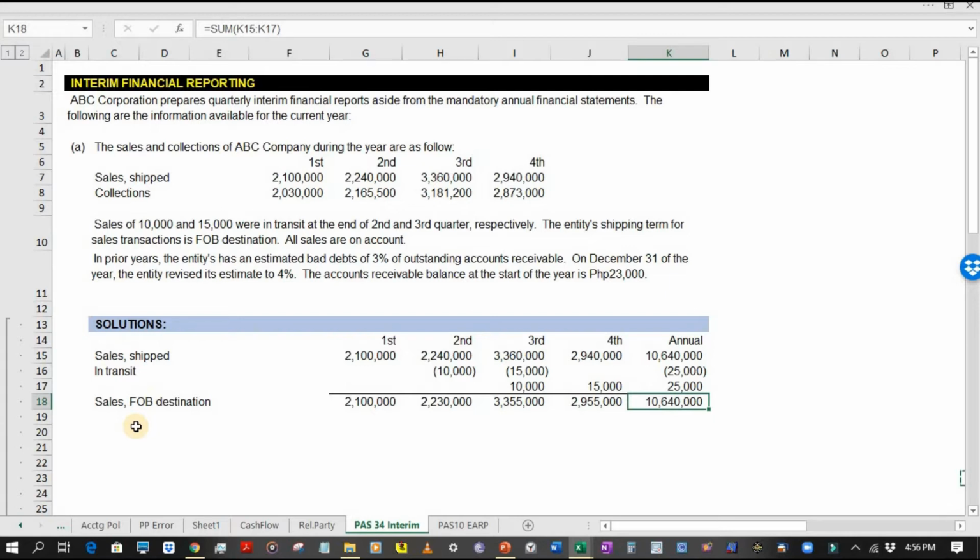Because the 10,000 pesos and 15,000 pesos, regardless of the quarter shipped and received, are still within the annual reporting period. So it means that the 25,000 pesos were all shipped and received by the buyer during the current annual reporting period.